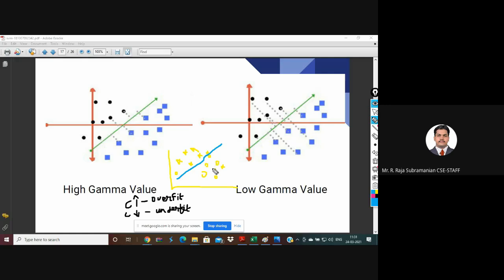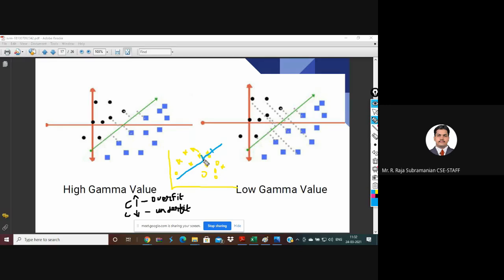I don't care about how the points are actually moving. I'll go as middle as possible here without caring about the margins. If I care about these 2 points, then my margin will be very low, because the distance between this and this is very low. Usually what SVM says is the margin should be as high as possible. But for this particular hyperplane which I have chosen, the margin is very low. So I should not consider these 2 points as support vectors.